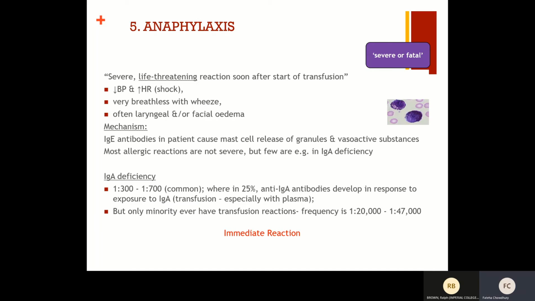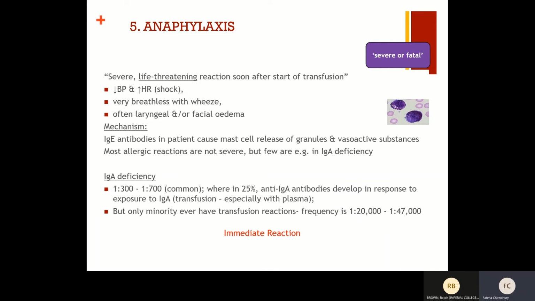So moving on to anaphylaxis, which can be severe and life-threatening, and it occurs soon after the transfusion, so very similar to ABO-incompatible with shock symptoms. But here, the patient may be wheezy and have facial or laryngeal edema, which directs you to an anaphylactic reaction. And the mechanism is IgE antibodies in the patient, which cause mast cell release of granules and vasoactive substances. Most allergic reactions aren't severe, but a few can be, and they can be life-threatening.